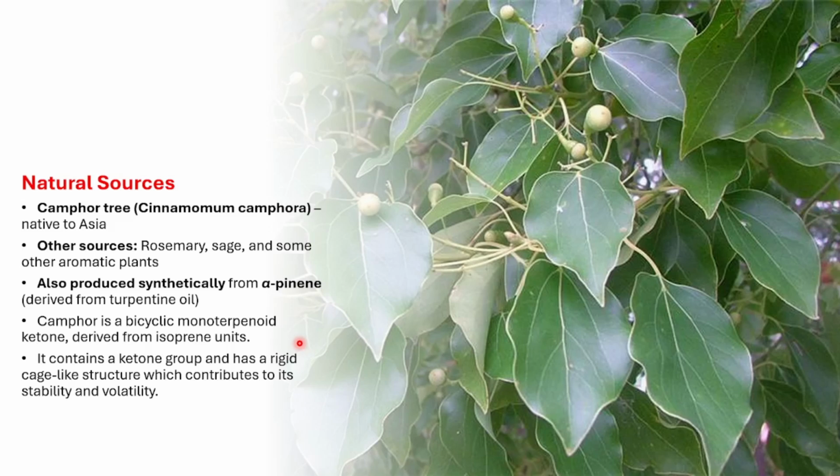Camphor is a bicyclic monoterpenoid ketone. As you have seen in our last slide, the structure of the compound camphor is derived from isoprene units. It contains a ketone group and has a rigid cage-like structure which contributes to its stability and volatility.